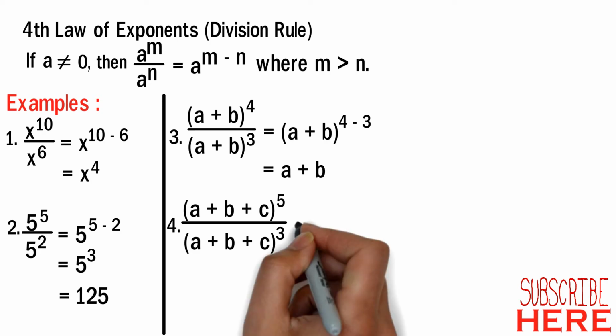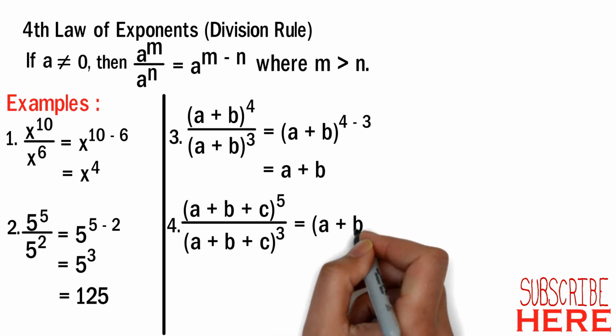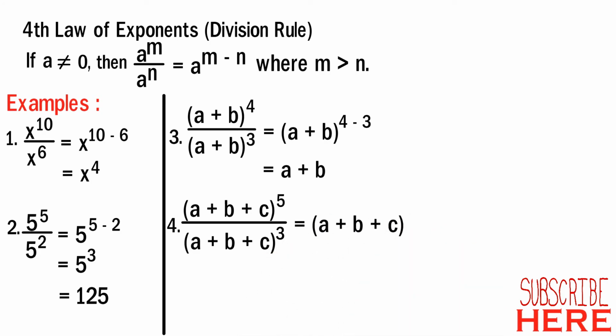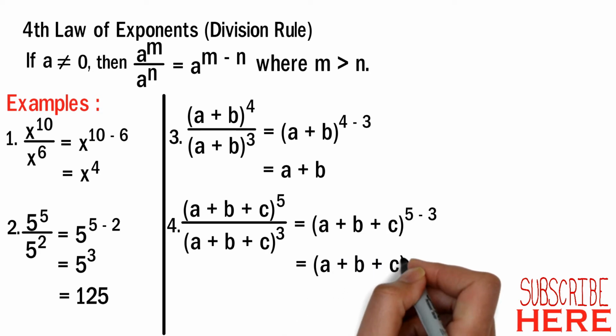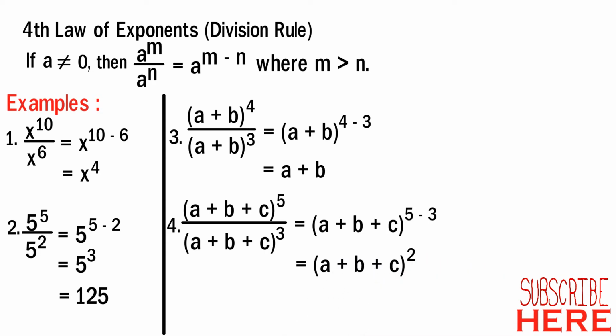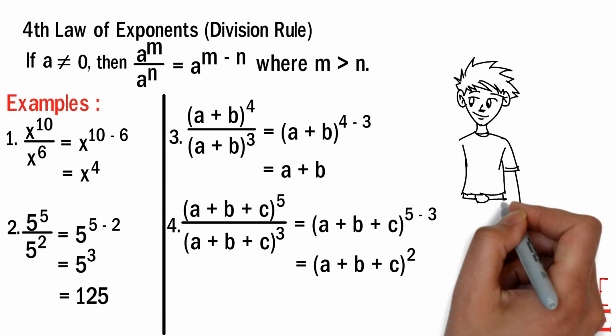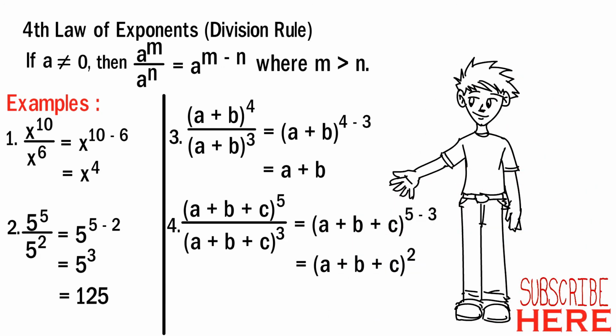raised to 3. Just copy the base, which is a plus b plus c, at i-subtract natin ang exponent ng numerator sa exponent ng denominator. Kaya magiging 5 minus 3. At ang final answer, student, ay quantity a plus b plus c squared. At ayan, ang fourth law of exponent, student.